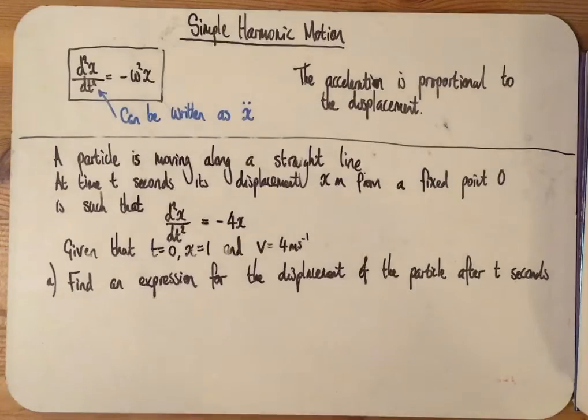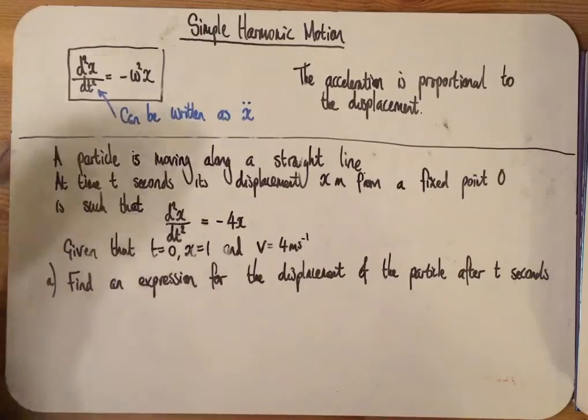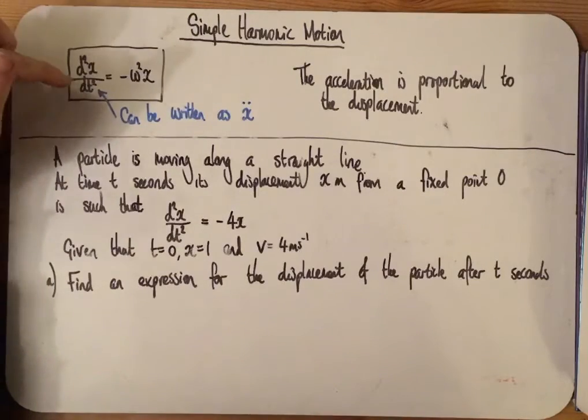Okay, so for simple harmonic motion, the acceleration is proportional to the displacement, and it's acting in the opposite direction as well, hence this negative sign. So, acceleration proportional to displacement.